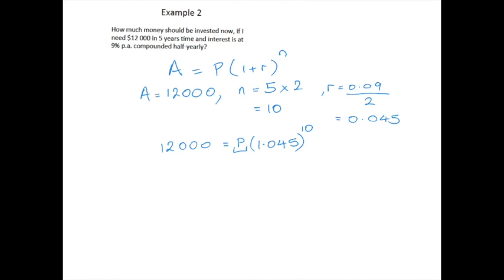Beautiful. How am I going to find P? What do I need to do? So I need to divide both sides by 1.045 to the 10. Is it okay that I'm not using brackets around the 1.045? And that cancels that out. So what do you get as a decimal? And round it appropriately, please. 7,727.13. Okay.